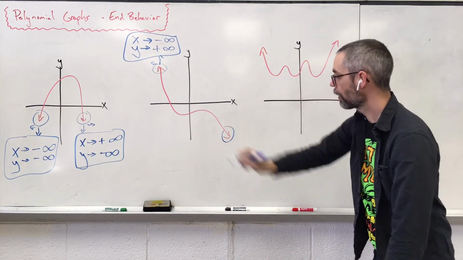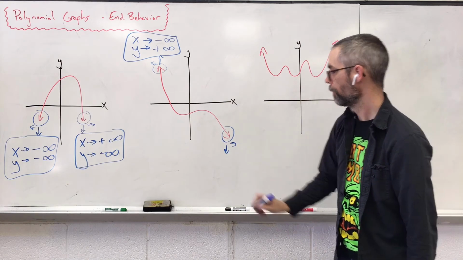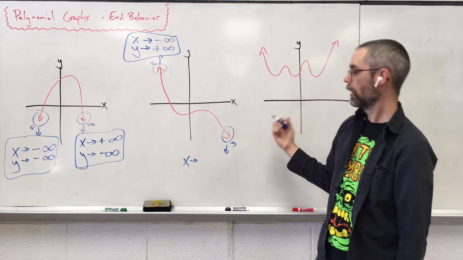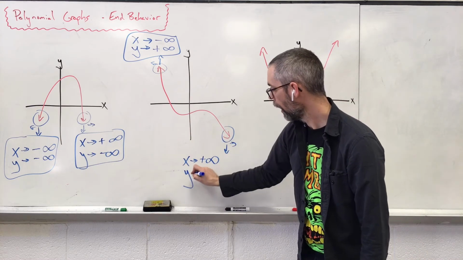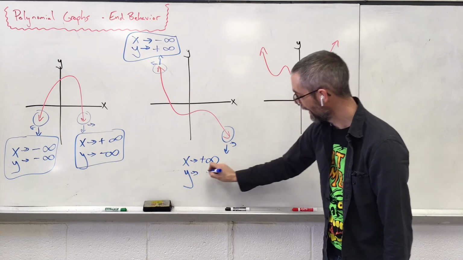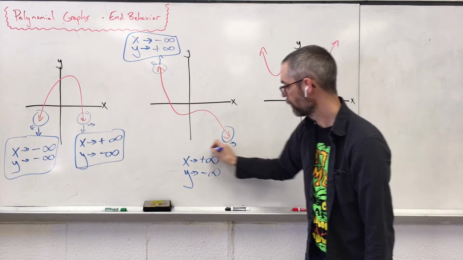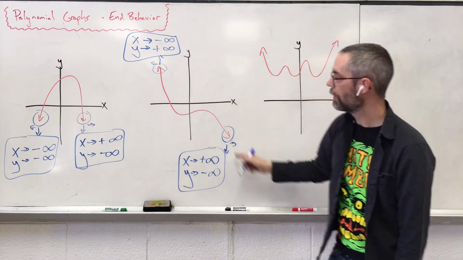How about that corner? Well, we go downwards, we move to the right. So our x goes in the positive direction. How much? Forever. Our y moves in the negative. It goes downwards. Always. So these are your two end behaviors for that graph.